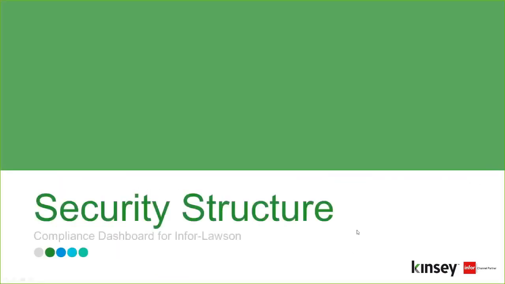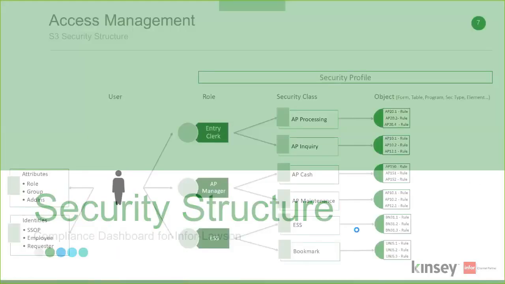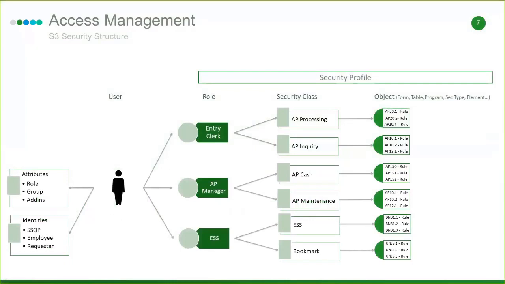So let me talk first off a little bit about the structure of what we're reporting on here. So the S3, this is a little bit summarized, but S3 is laid out by user, where we define roles, we define security classes, which is a certain task within Lawson, and then all the objects that belong to that. Now this graphic here only shows forms, but the security class would include tables, securable types, programs, categories.